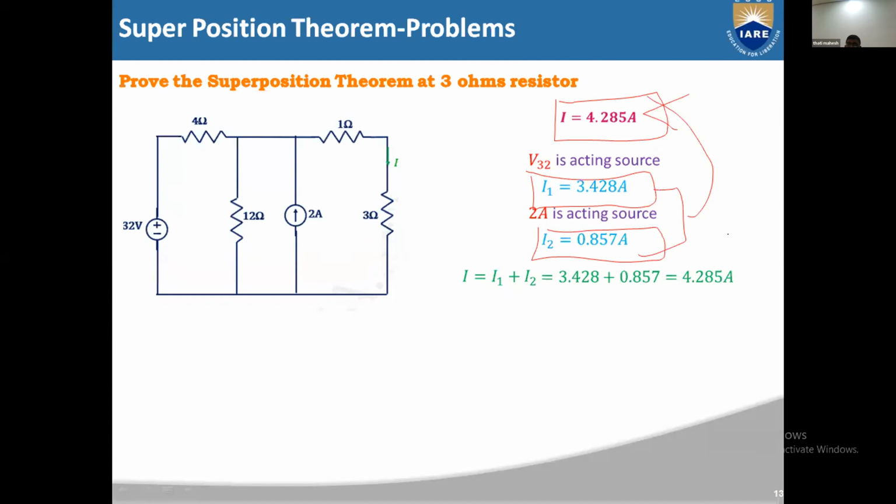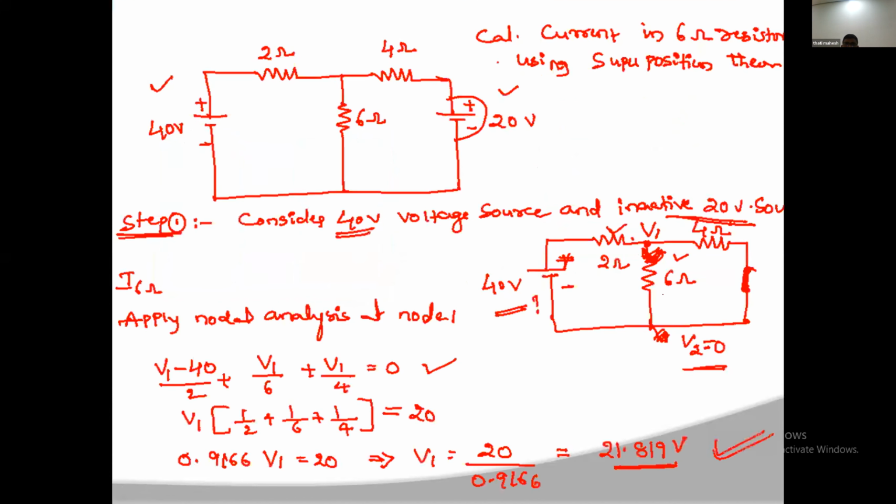Okay, understand the superposition theorem. In the superposition theorem, first you have to identify the number of sources. After that, activate one source, deactivate the other source, and solve for the current value. Next, activate the other source, deactivate the first source, and solve for the current value. Add these two currents, and that will be the value, equal to the current you get in the general method. Okay, next I'm going for one more problem.